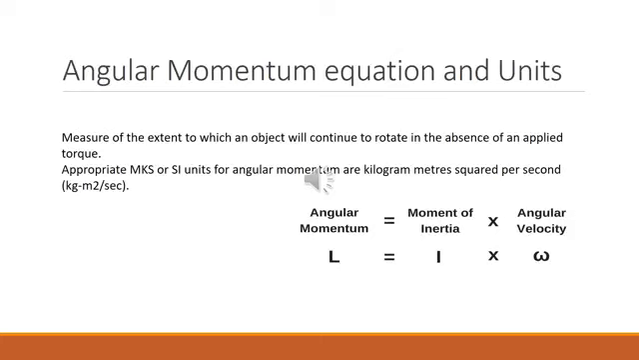Now, angular momentum equation and units. Angular momentum is a measure of the extent to which an object will continue to rotate in the absence of an applied torque. The MKS or SI unit for angular momentum is kilogram meters squared per second. Angular momentum is represented by L, moment of inertia by I, and angular velocity by omega. So angular momentum is the product of moment of inertia and angular velocity.